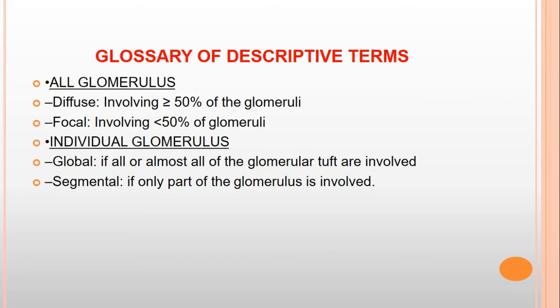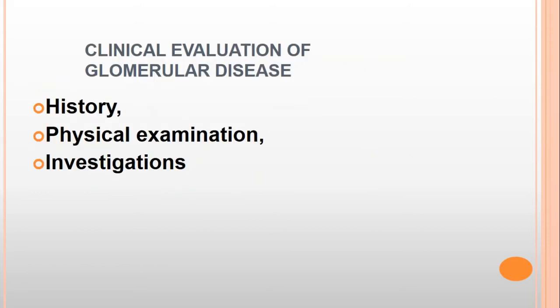For an individual glomerulus: global, if all or almost all of the glomerulus is involved; segmental, if only part of the glomerulus is involved. Okay, the clinical evaluation of glomerular disease: history, physical examination, and investigations. These are the three components for the diagnosis of glomerular disease.